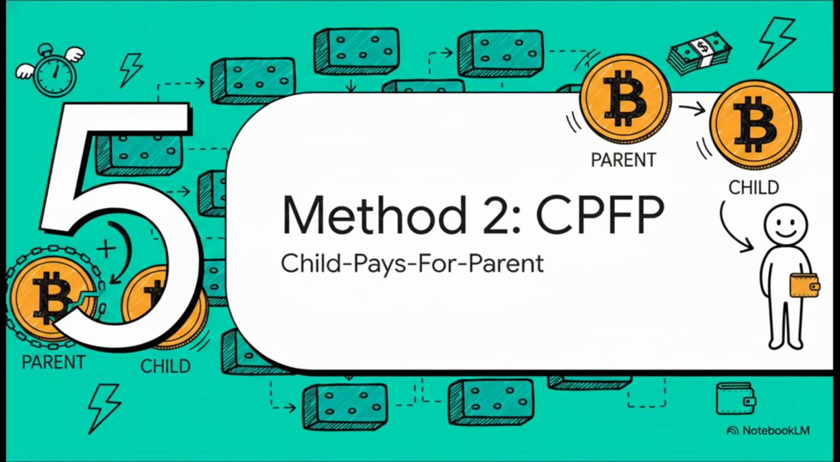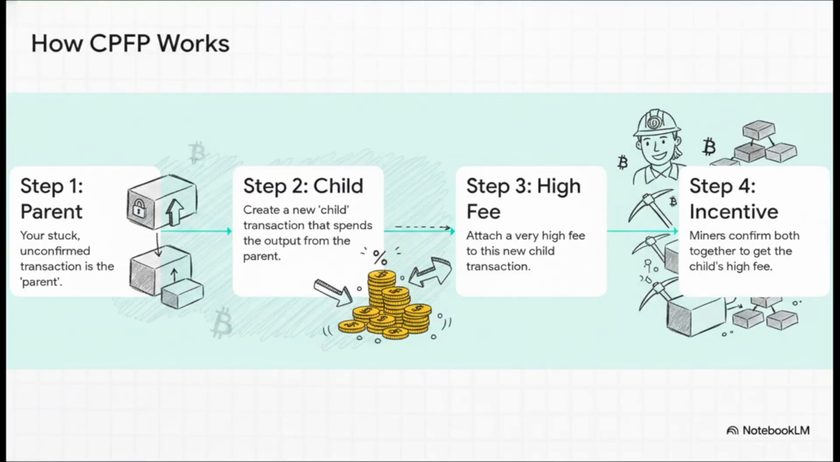All right, now for method 2, child pays for parent. This one is really clever, and like I said, it's a total game changer because it can be used by the person who's receiving the stuck transaction. So here's the logic. The original stuck transaction that's coming to you, that's the parent. What you do is create a brand new child transaction that immediately spends those coins you haven't even received yet. And here's the trick. You attach a massive fee to this new child transaction. Now, a miner sees this juicy fee, but they realize they can't actually claim it until they first confirm the parent transaction. So it incentivizes them to mine both transactions together as one big, profitable package deal.